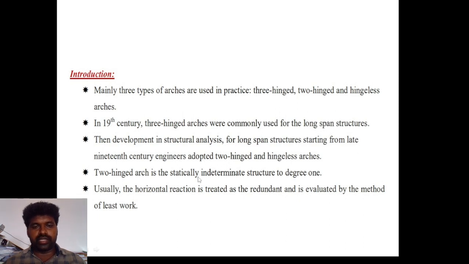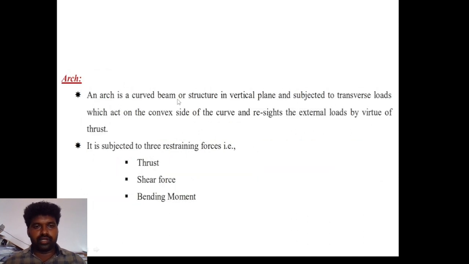A two-hinged arch is a statically indeterminate structure to the first degree, and usually the horizontal reaction is treated as the redundant and is evaluated by the method of least work. Arch: an arch is a curved beam or structure in a vertical plane. Normally the simply supported or cantilever beams are horizontal, but the arch is a curved beam, subject to transverse loads which act on the convex side of the curve and resists the external loads by virtue of the thrust. It is subject to three resisting forces.